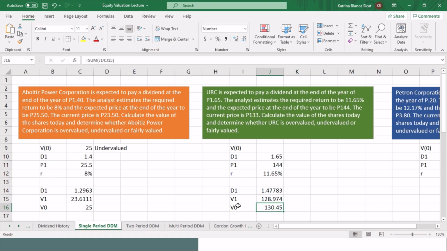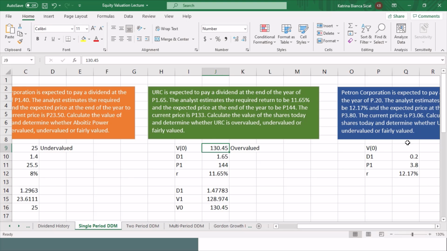So, it is overvalued. Sabi natin kanina, if overvalued yung stock mo, the investment decision there is to sell. Oo nga naman. Kasi 130 lang talaga yung value niya, but the market is willing to buy it at 133. Okay? So, ang answer natin dito ay 130.45. This is overvalued. Okay? Right? Current price is 133, but the intrinsic value is only 130.45.